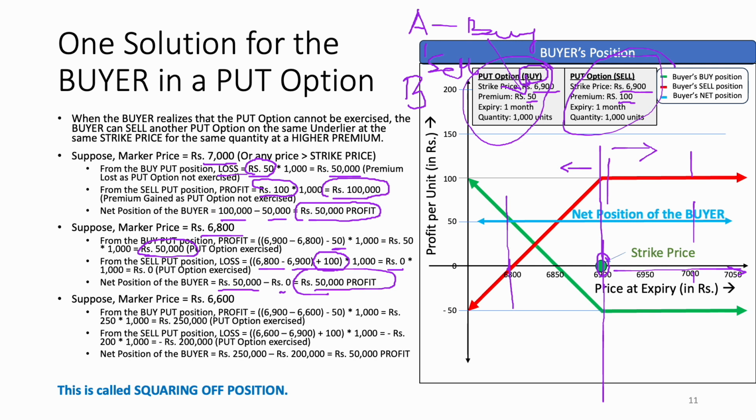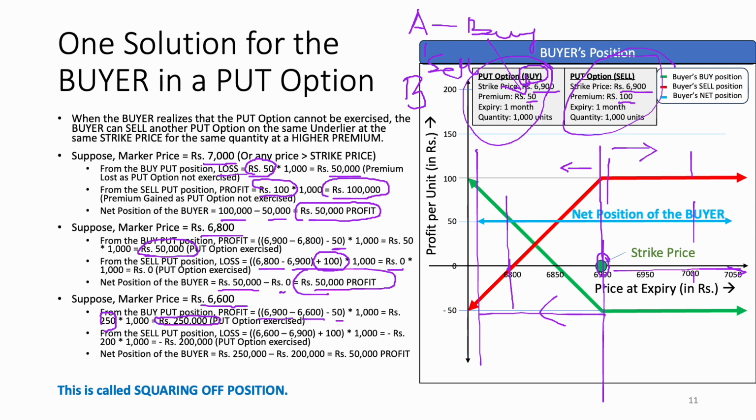Suppose another circumstance where the price has further fallen and it has come to 6,600. In this circumstance, again, since this is less than the strike price, A will exercise his put option. So by exercising the put option, he will have a profit which is equal to 6,900 minus 6,600 minus the premium he has paid of 50 rupees. So he has a net profit of 250 rupees per unit, or he makes a profit of 250,000 rupees.